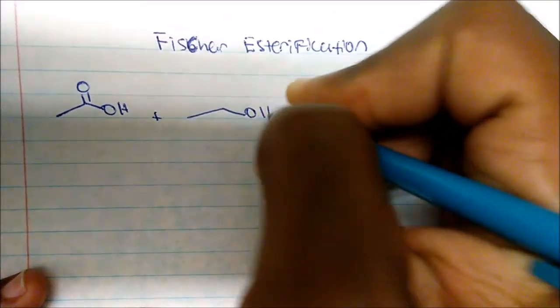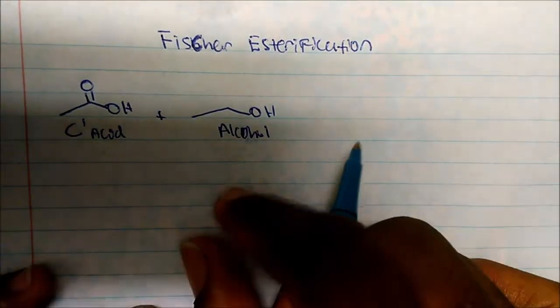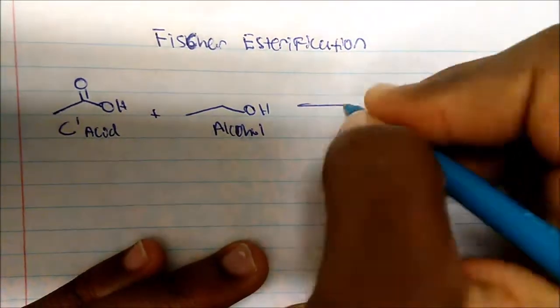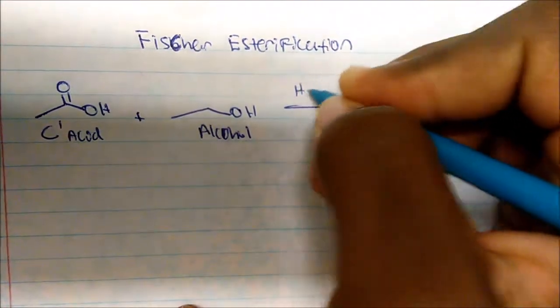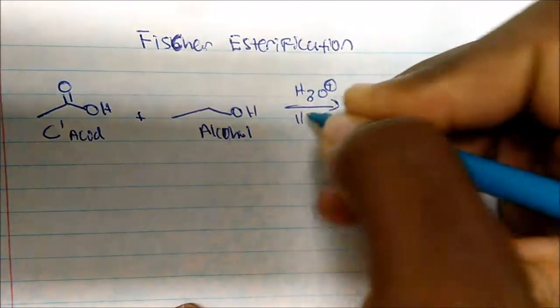So in this video, let's talk a bit about Fischer esterification. So the idea is that we're going to take a carboxylic acid and we take an alcohol. So here's our alcohol. Here's our carboxylic acid. So we take a carboxylic acid and we take an alcohol. We drive this reaction forward in acid and heat.